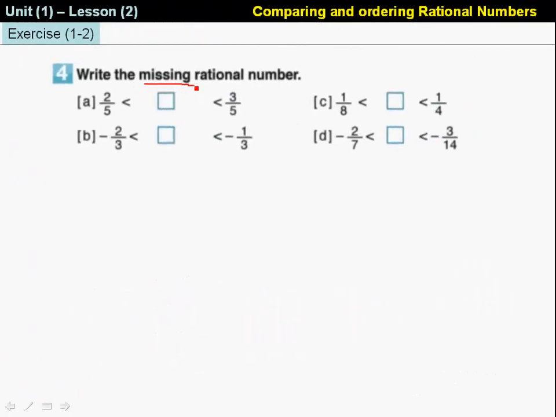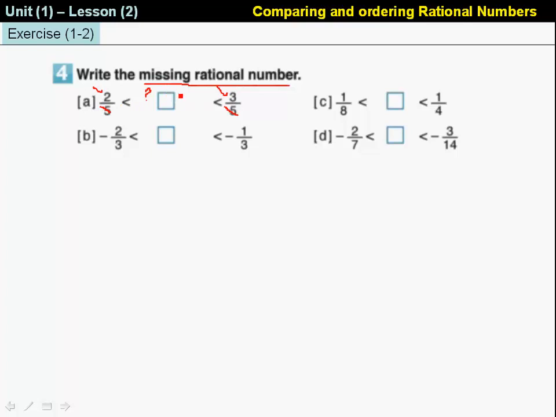Write the missing rational number. You have here a rational number and here is another rational number, and you have to write the rational number here. Okay, first look at the denominator. This denominator is the same as that one. So look at the numerator. Here is 2 and here is 3. What is between both?